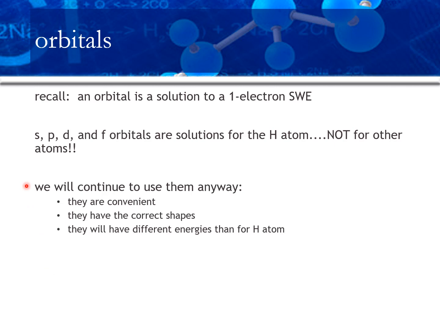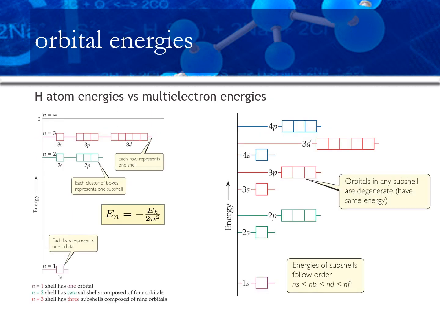We're going to use the same orbitals that we've been using anyway. The s, p, d, and f orbitals we're going to use for carbon, and after we use them for a while, most students probably forget that they're not actually the true solutions, they're just approximations. We're going to continue to use them because they're convenient. We know their shapes, we know their properties, and they do have the correct shapes. We can show that. The main difference in multi-electron atoms is that the orbitals have different energies than they would for the hydrogen atom, and we do need to understand how the energies change when more than one electron is present.